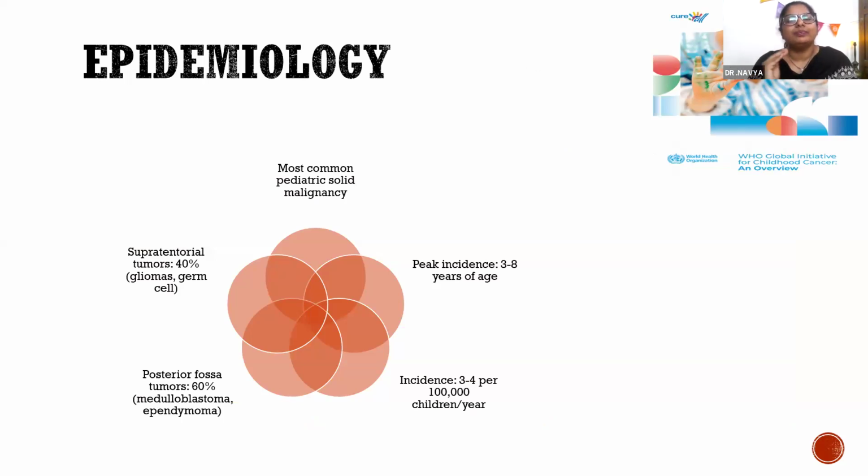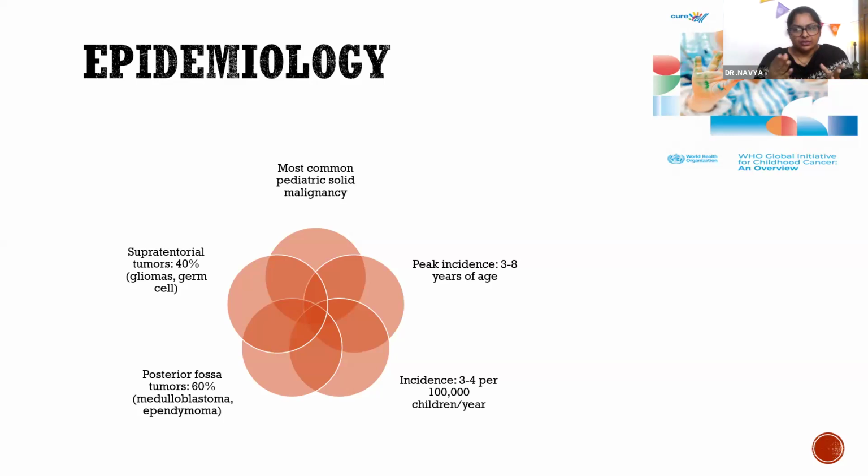We want to cure all the possible diseases which we can, and in that, low-grade glioma is also one of the diseases. So starting with epidemiology, brain tumors are the most common pediatric solid malignancies. The peak incidence is usually around 3 to 8 years of age, with an incidence of 3 to 4 in 1 lakh children per year.